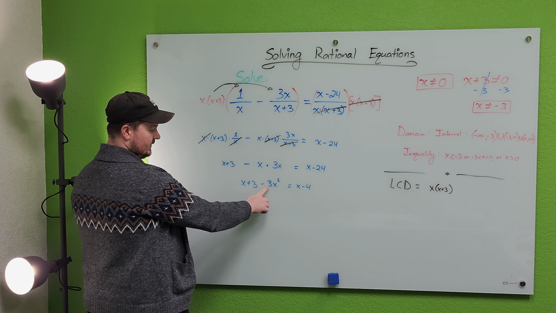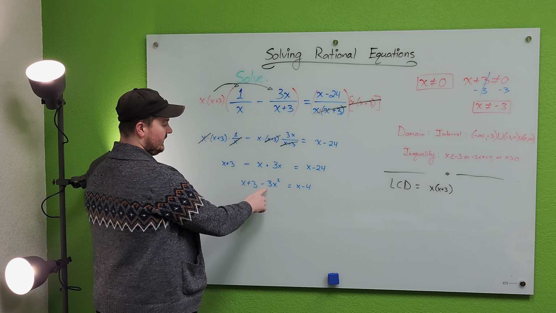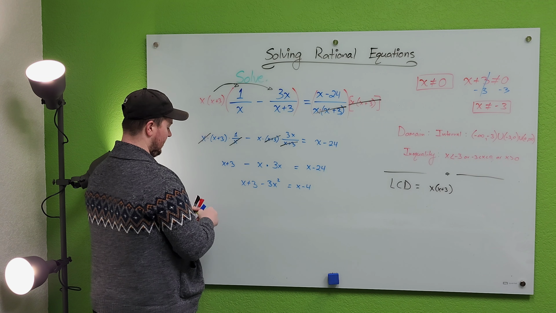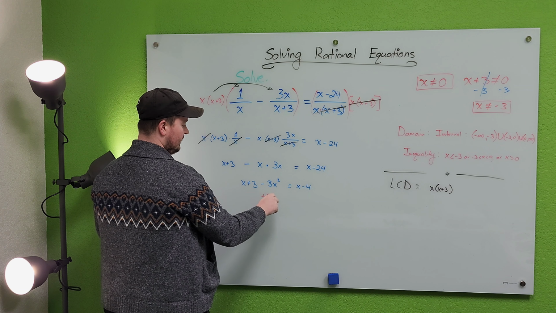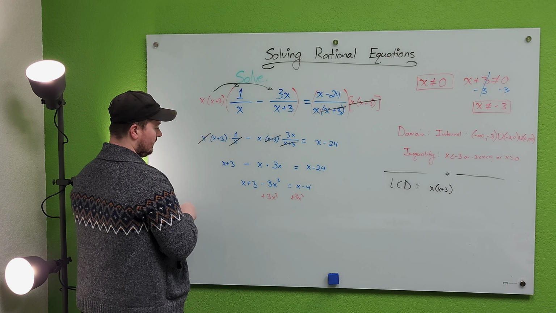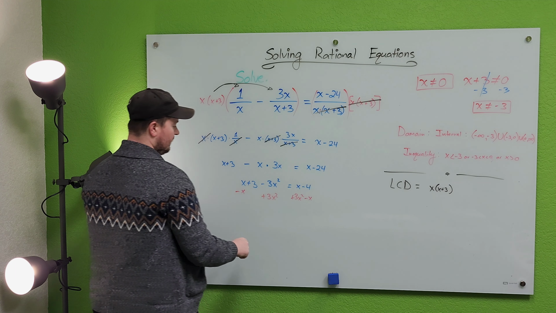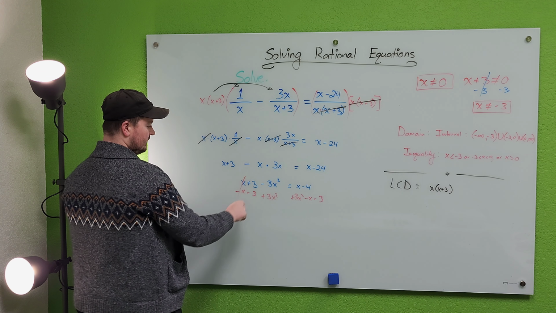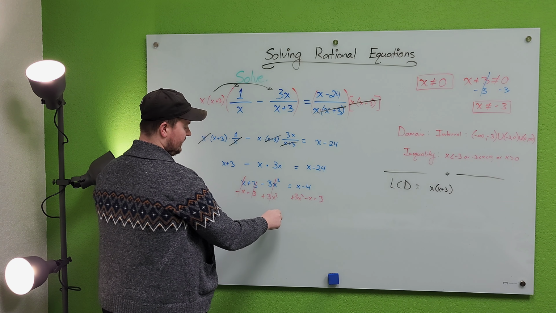So since this x squared is negative, I know it'll make life easier if we make this positive by getting rid of the 3x squared on this side. So what we can do is get rid of the 3x squared by adding 3x squared to both sides. We can get rid of the x by subtracting x from both sides. And we can get rid of the 3 by subtracting 3 from both sides. So that cancels, that cancels, that cancels, and there's nothing left. So what number represents nothing?